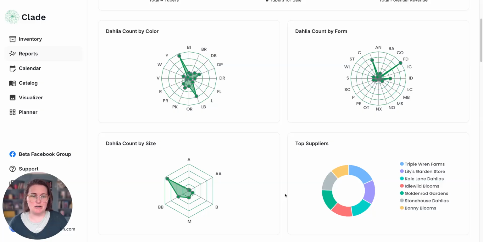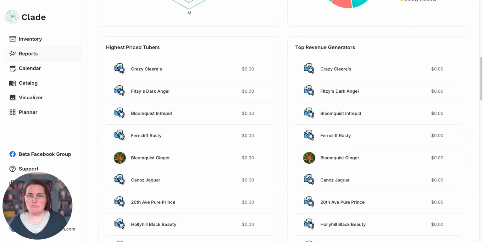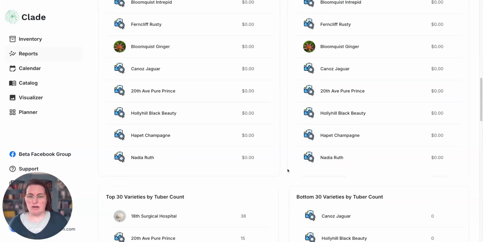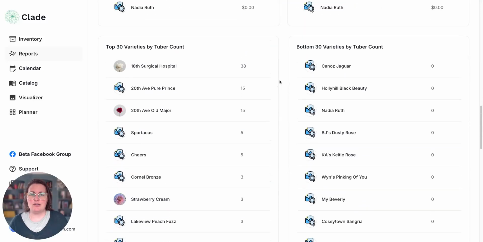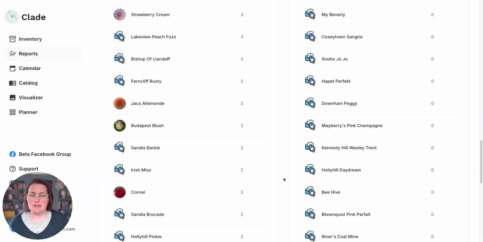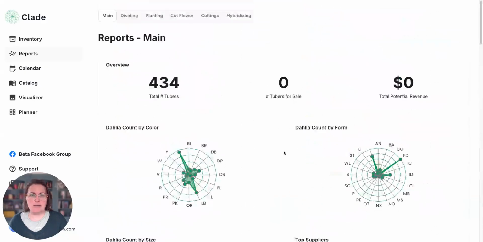You can also see where you're purchasing a lot of your dahlias from if you're collecting supplier. If you're pricing your tubers for sale, you can see which ones are top revenue generators, which ones are highest priced. Mine are all $0. And then where you have the most of particular varieties or the least of particular varieties. I tend to grow one or two of almost everything, but if you grow many more than that, you'll see a lot of information. It's your top and bottom 30. That's it for the main tab, just an overview of your inventory.